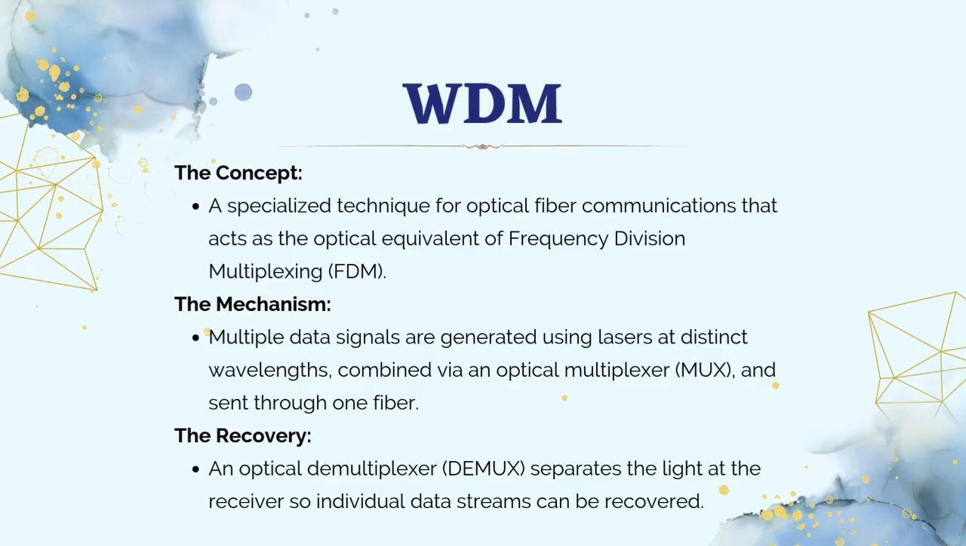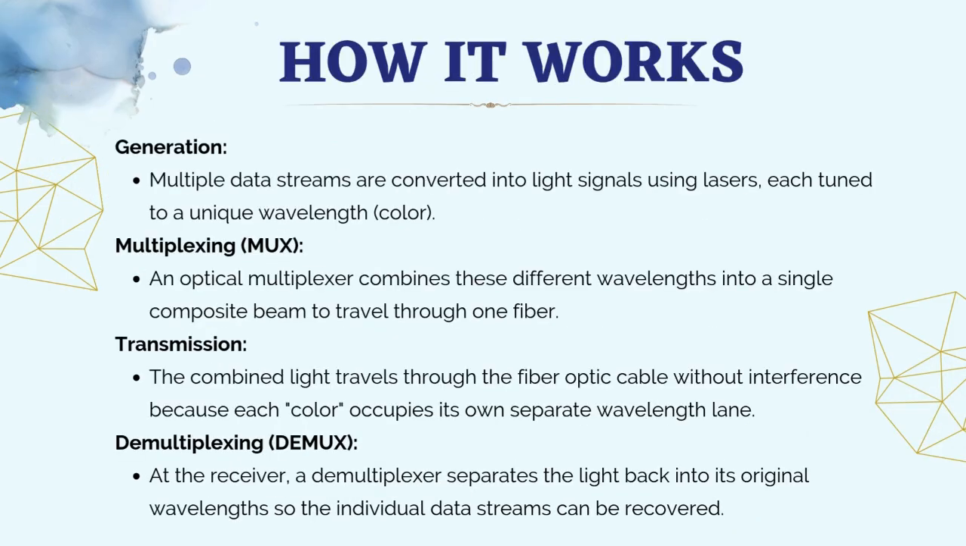The mechanism is simple. We use lasers to create data signals at different colors or wavelengths. These are then bundled together using a device called a multiplexer to travel as one beam of light. Once they reach their destination, a demultiplexer separates them back out so each user gets their specific data. This is a technology that makes our high-speed global internet possible today.